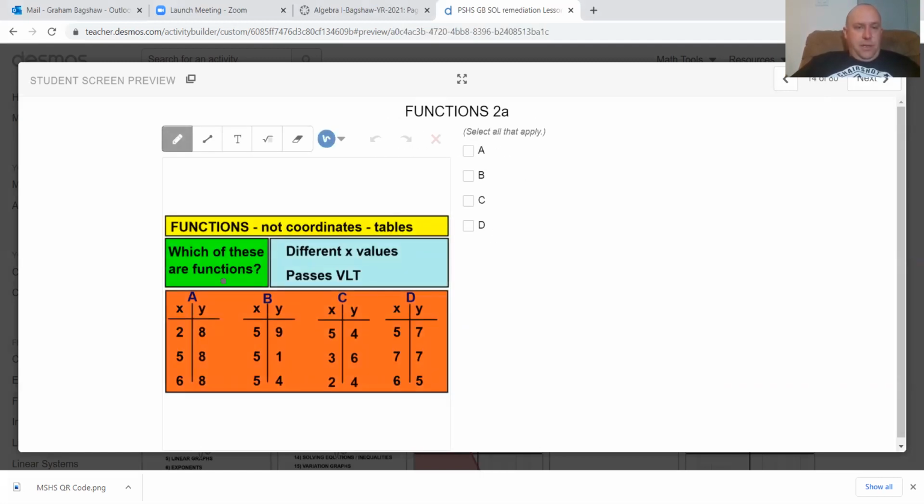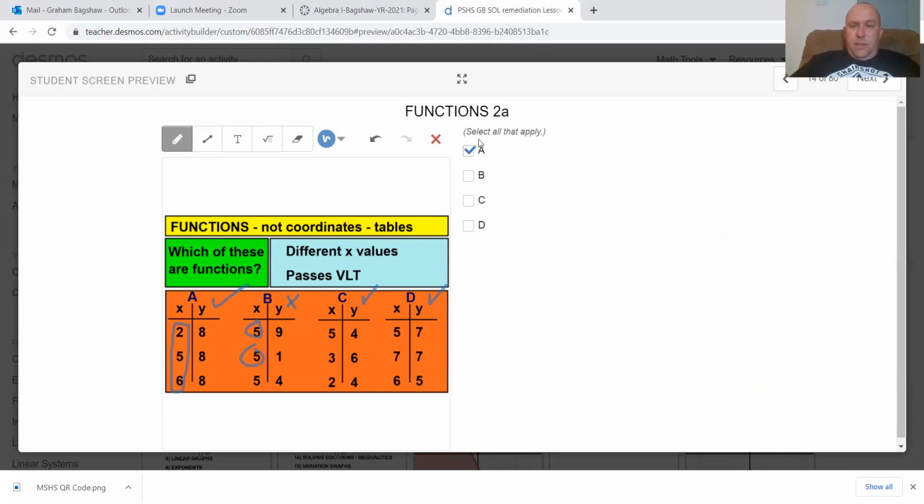Functions, this is one of our last units. So which of these are functions? So what I'm looking at is the x values, and I'm looking to see if they're all different. If they are, then I'm going to select that one. So this one here, I can see I've got a repeat value, so that's no good. 5, 3, 2, they're all different, so that's good. And 5, 7, 6, they're all different, so that's good. So notice I'm not interested in repeat y values. That's perfectly okay, but they could put that in to try and trick you.